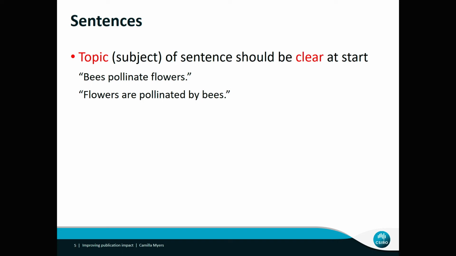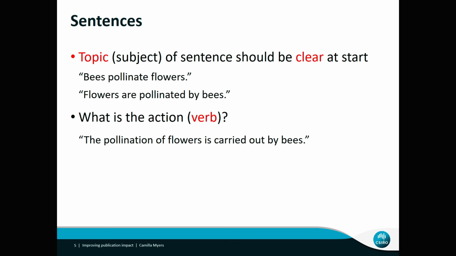The second thing that I want to mention to you that I think is really important about sentences is the verb. So what the bees are doing or what the flowers are having done to them in these two cases. So let's really think about that verb. What is the action? You can think about the verb actually carries what's happening in the sentence. It carries the action of the sentence and makes your sentence strong. So let's look at this sentence. The pollination of flowers is carried out by bees.